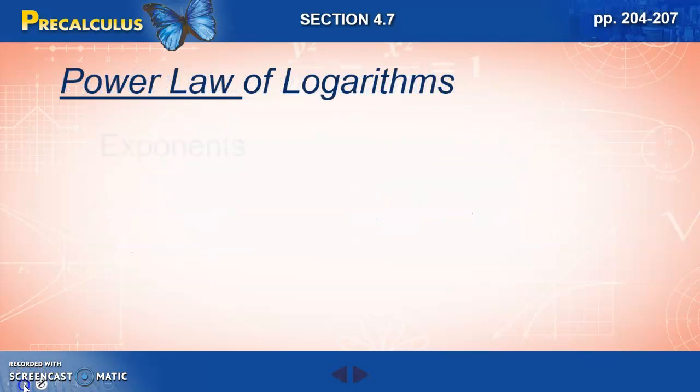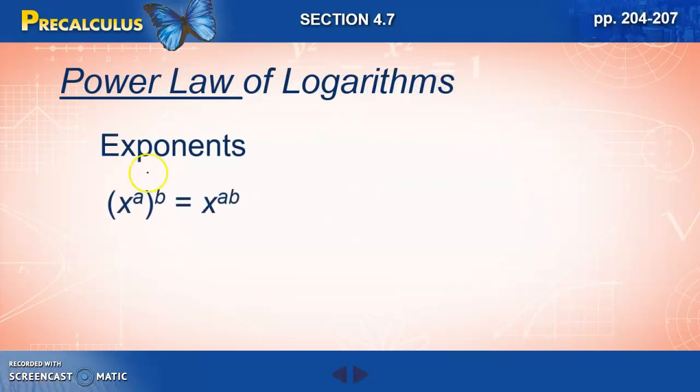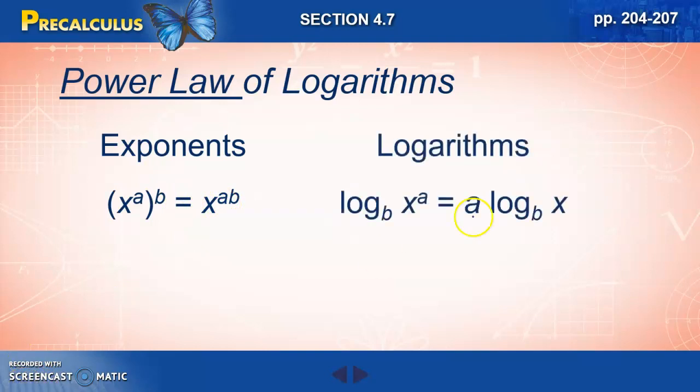Our power law of logarithms comes from the power law of exponents, which says x to the a raised to the b power is the same thing as x to the a times b. As a logarithm, we have the log of x to the a power to the base of b equals a log of x to the b power. Now this one looks a little bit different from the other one, though you could see the same operation taking place.